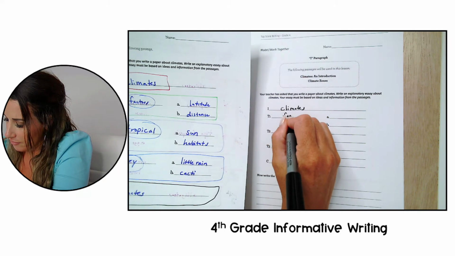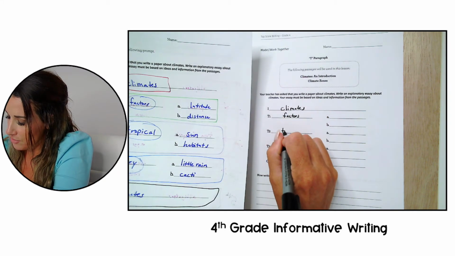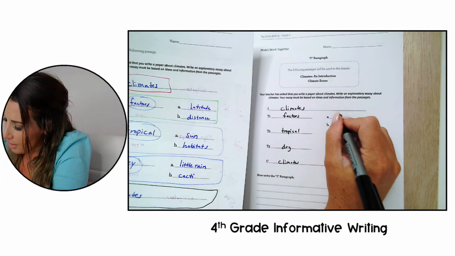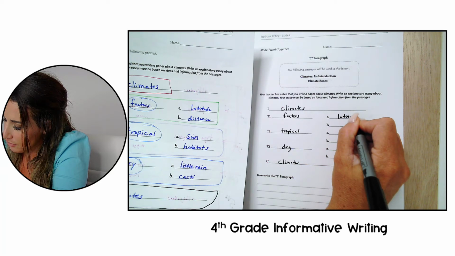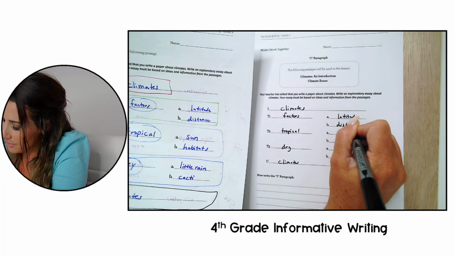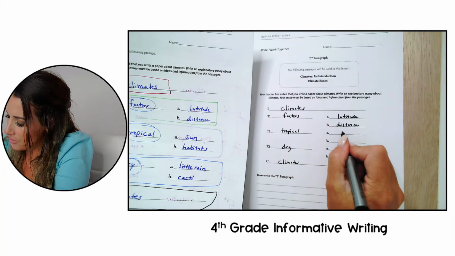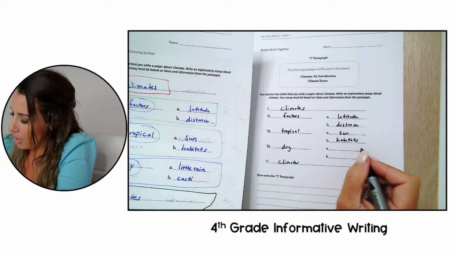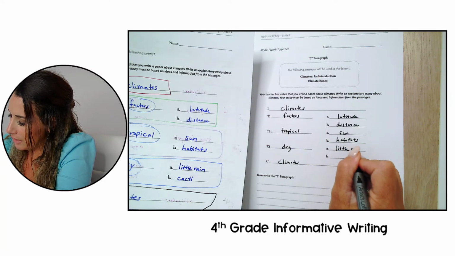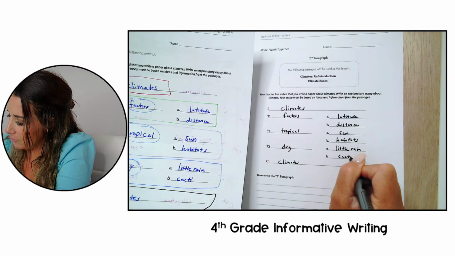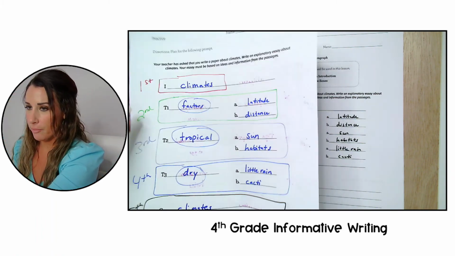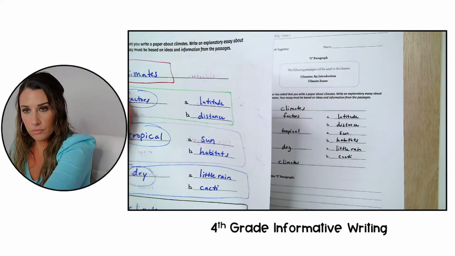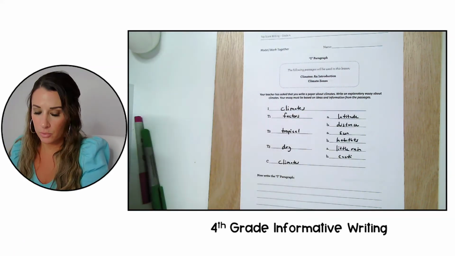then I have factors, tropical, dry, latitude and distance was both about factors. Sun and habitats was about the tropical zone, and little rain and the cacti plant were about the dry zone. Okay, so I'm just using that planning. So if you ever come to a planning that you've already done, you can pull out your old planning and just copy it right on that new worksheet.